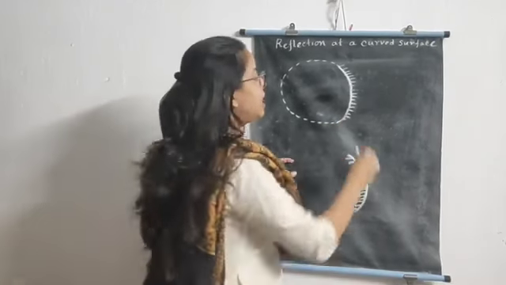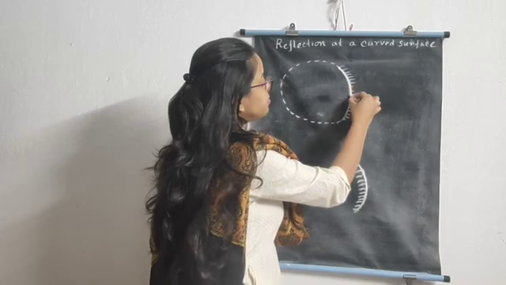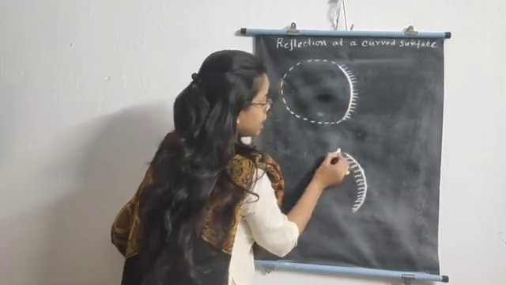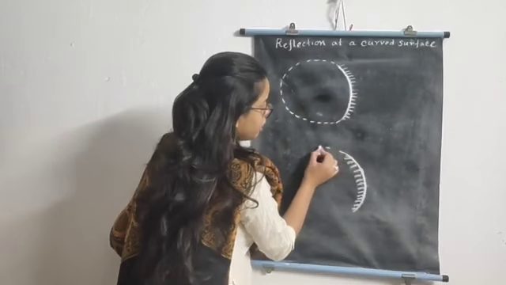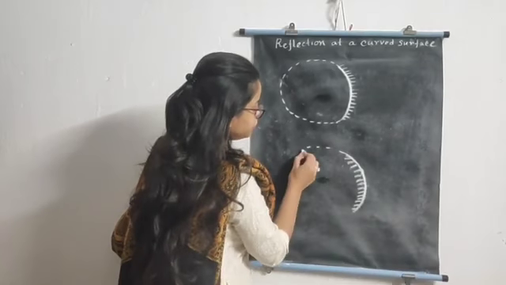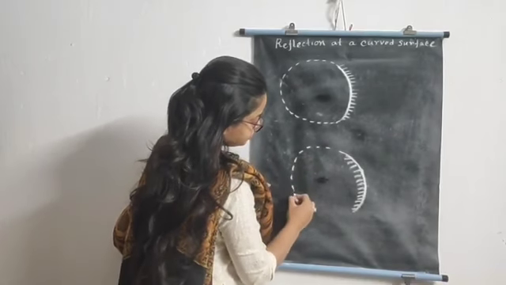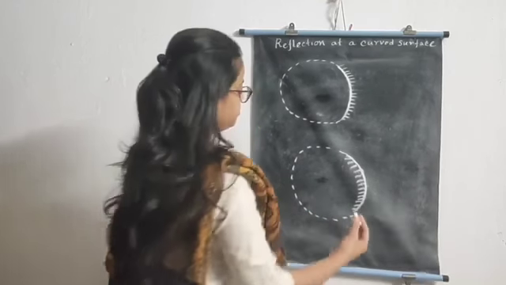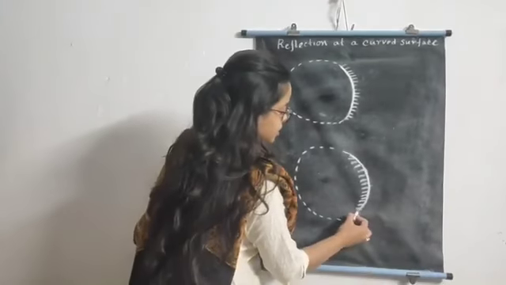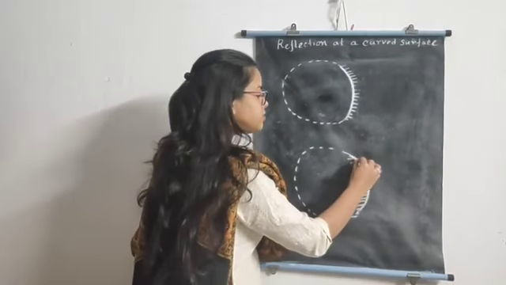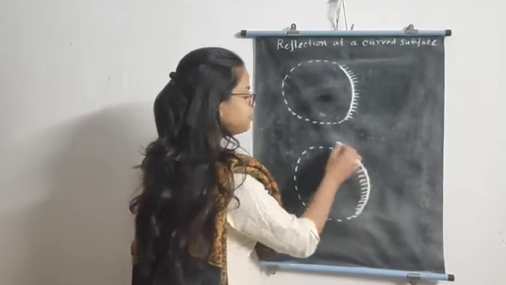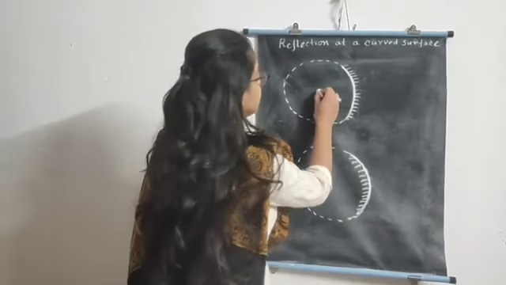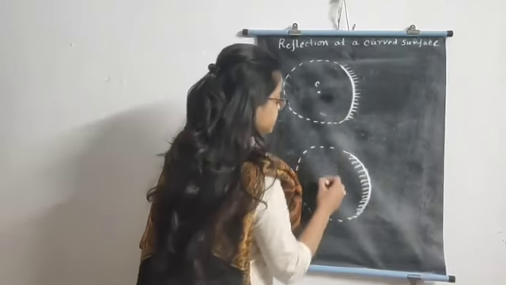Now we can say that this curved surface or this spherical mirror is a part of a sphere, and like the above picture we can draw a sphere for this curved surface too. Now this curved surface is also a part of a sphere. Now a sphere always has a center. We name it center C.